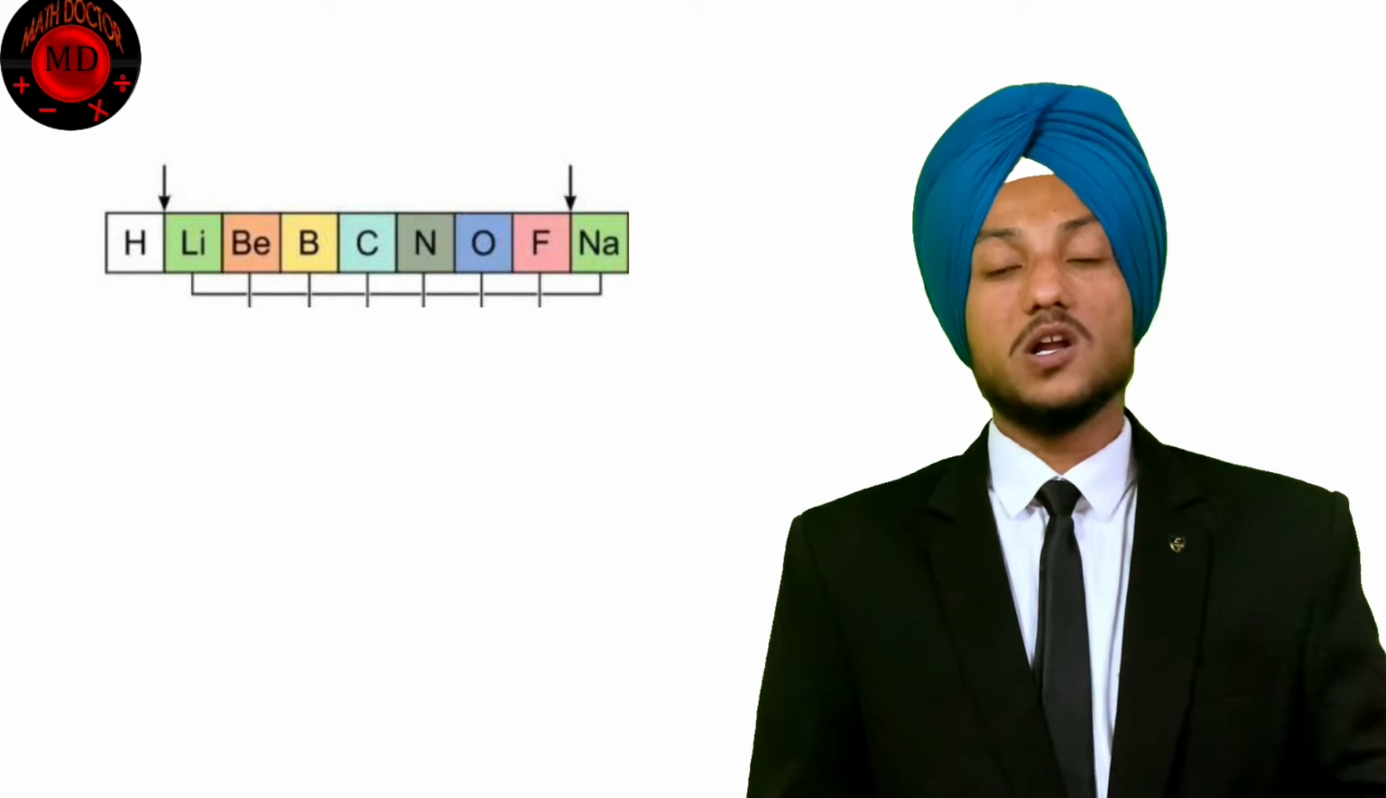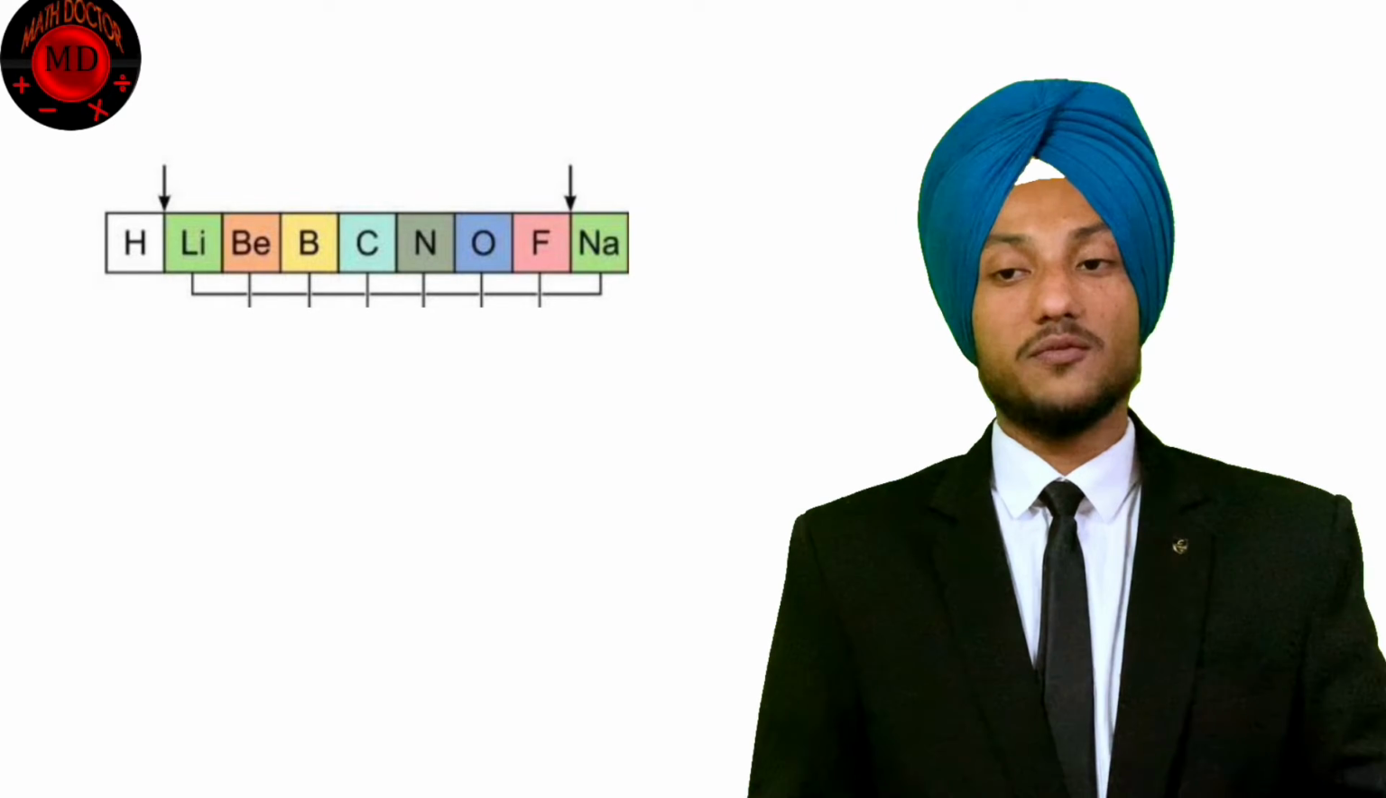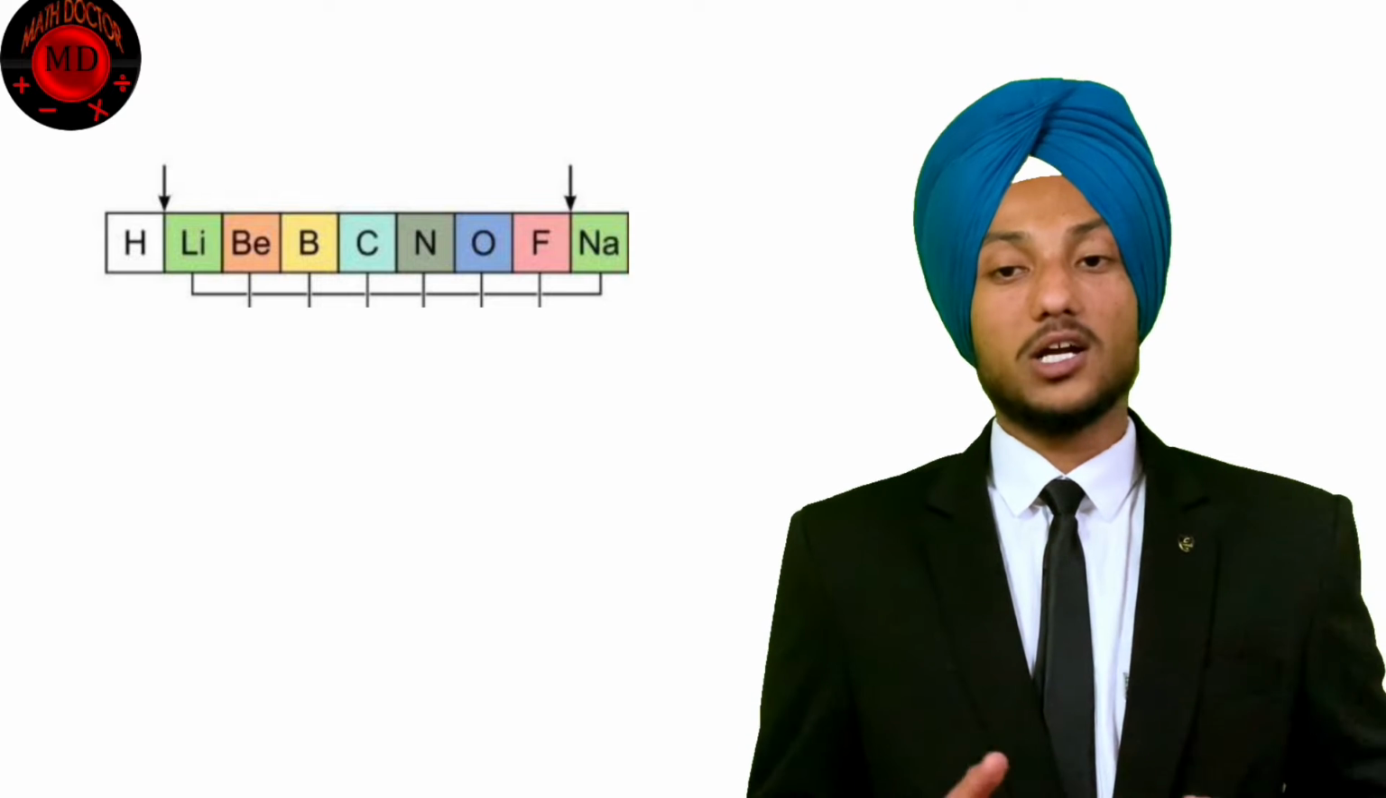Now, if we start with lithium as the first element, we find that the 8th element from it is sodium. And according to Newland's law of octaves, the properties of the 8th element, sodium, should be similar to those of the first element, lithium. It has actually been found that lithium and sodium have similar chemical properties.